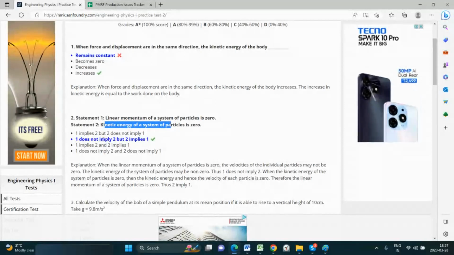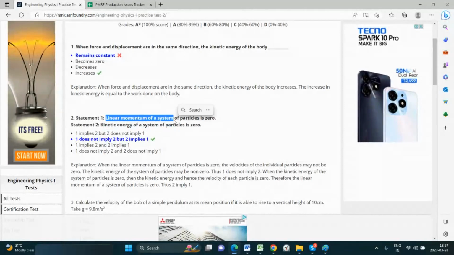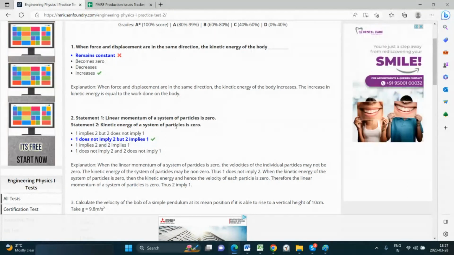One does not imply two. When the linear momentum of a particle is zero, the velocity need not be zero. Only if the particle does not move at all is the kinetic energy zero. Here they have said the linear momentum of the particle is zero, but they have not said that there is no velocity or no action on that particle. So 1 does not imply 2.